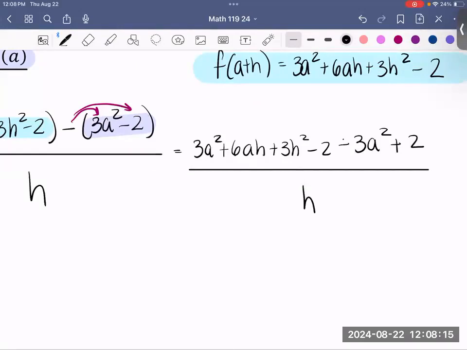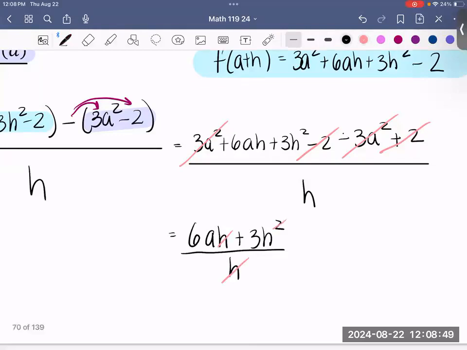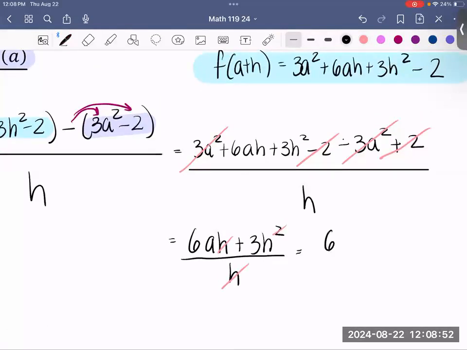Now what happens in the numerator? Well, now we can go ahead and combine your like terms. Notice that you have a negative 2 and a positive 2. You have a positive 3a squared and a negative 3a squared. So those cancel. You're left with 6ah plus 3h squared over h. Keep simplifying. What are we going to do? Well, each term has an h, so whether you factor out the h or you can cancel however many are in common, you're left with 6a plus 3h.